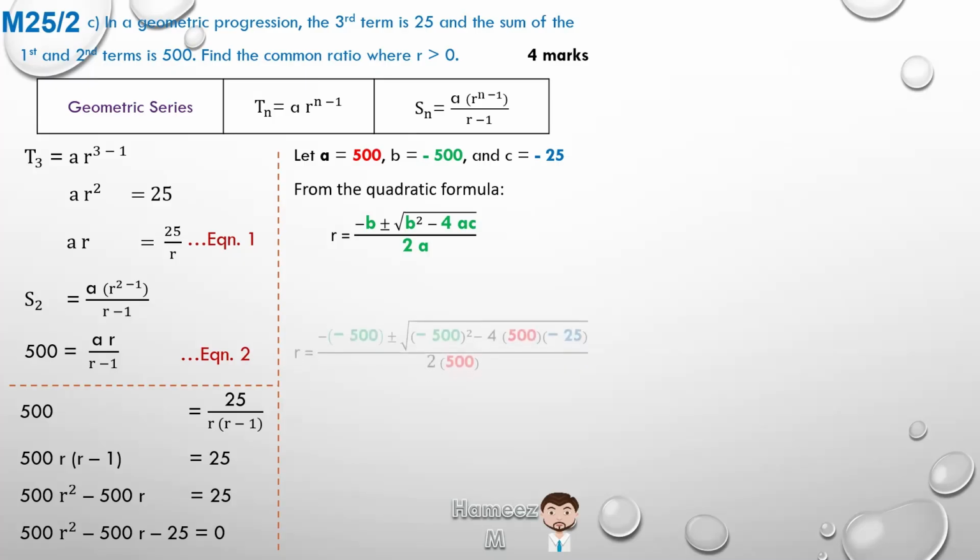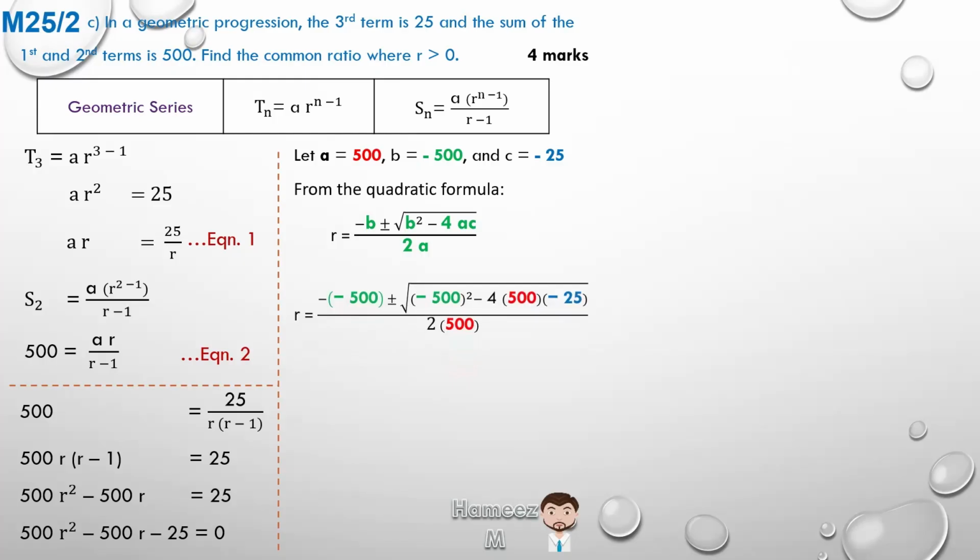So let's substitute. For b, we have minus 500, so it's minus minus 500 plus or minus the square root of minus 500 squared, minus 4 times a, which is 500, times c, which is minus 25, all over 2 times 500. Of course, if we divided by 25 earlier, we'd be using smaller numbers, but it would still give the same answer. Because you have calculators, it'll handle that easily. So r is equal to 500 plus or minus the square root of 250,000, minus 4 times minus 25 times 500, which is 50,000, all over 1,000.